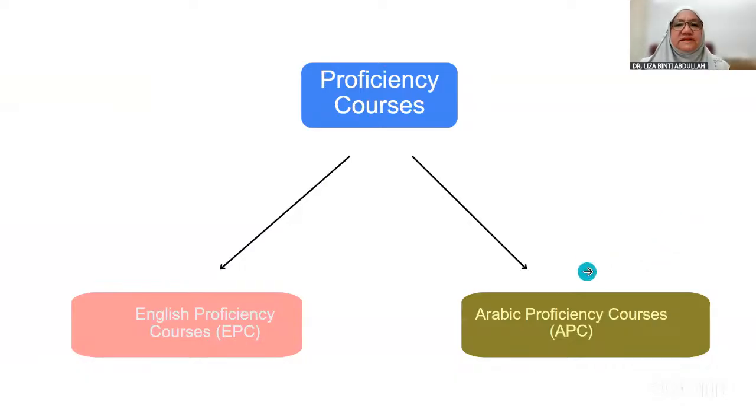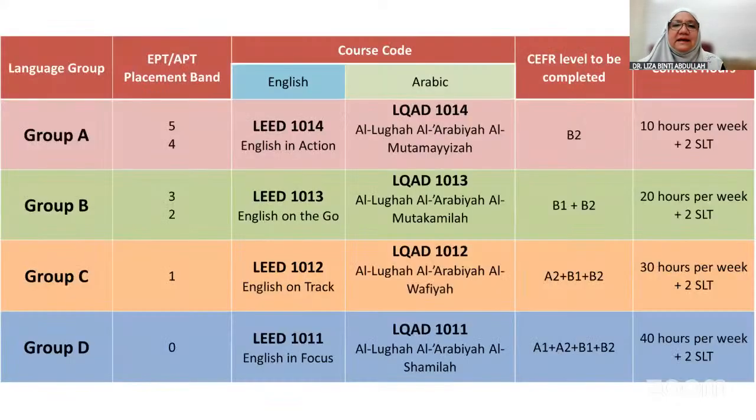Now, what my focus today is to talk about proficiency courses: English proficiency courses, which we call EPC, and also Arabic proficiency courses, APC. These are the focus, because actually this curriculum is new. It started last semester and now is the second semester we are implementing it. This is the structure of the curriculum that you are in. And we have 4 language groups, group A, B, C, and D.